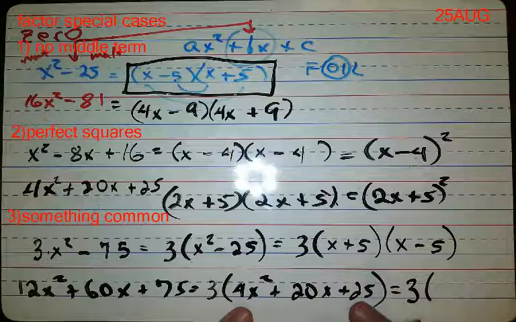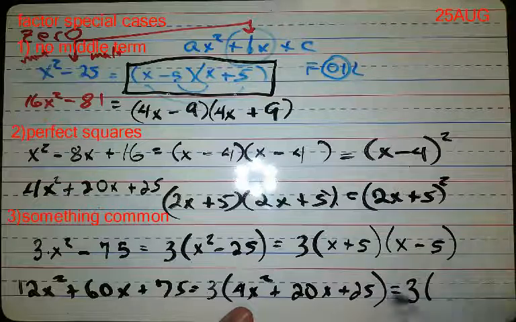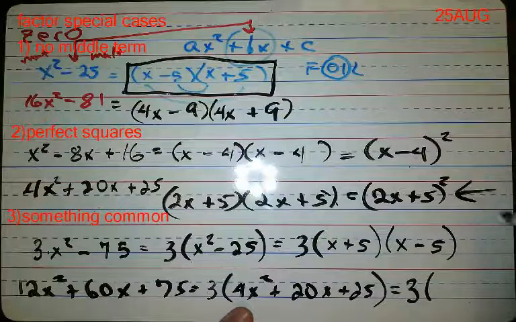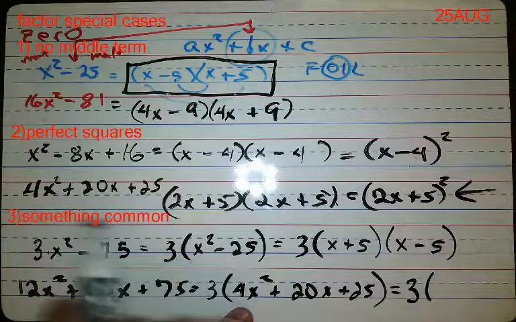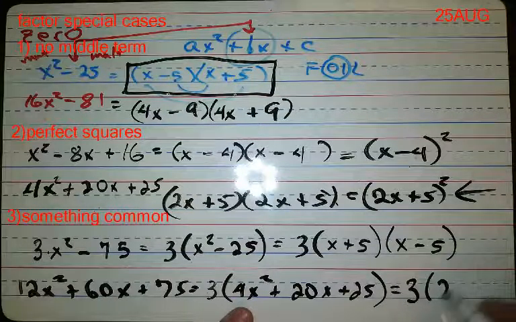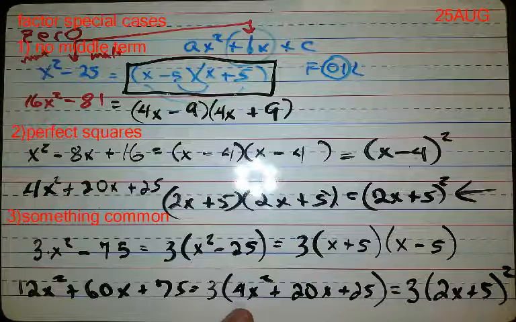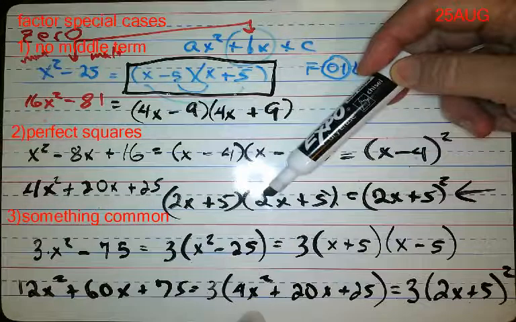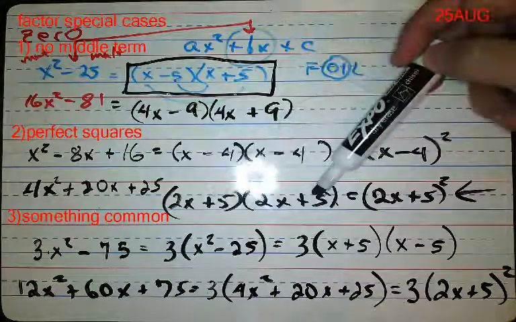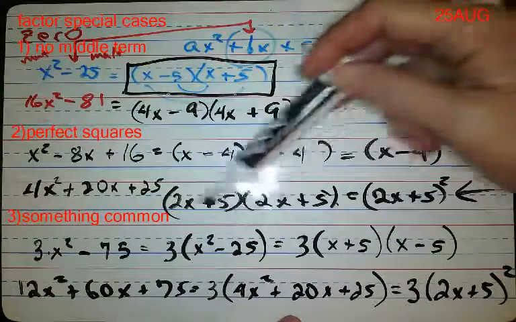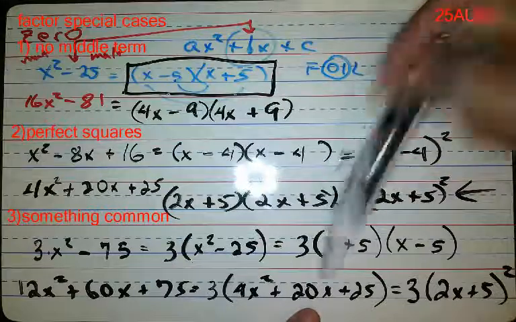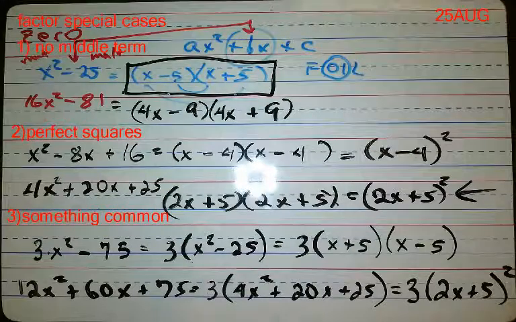And so, okay, we did it right here. Look, see, this one's the same. So I can just write that: 3 times 2x plus 5 squared. How do I know that? Because 2 times 2 is 4, 5 times 5 is 25, and then 10 plus 10 is 20. So see, this is the answer. This is the way I write it.